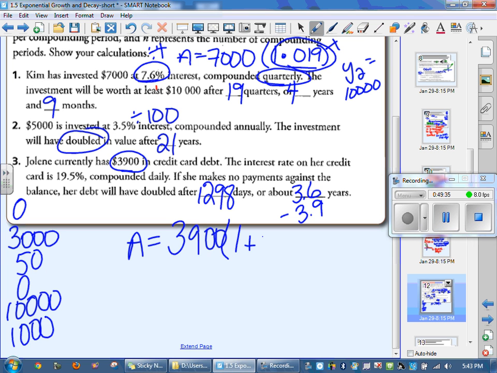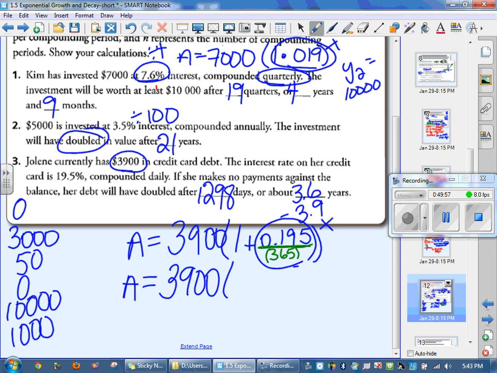Now, when you do the dividing, what's that actually going to look like as a decimal? You're going to have 3,900 bracket 1.000534 exponent x. Okay? Doubling its value. And again, in the a value, you would have this in y1. y2, you would put 7,800. That's double the original value. Okay, let's take a look at the next couple questions.